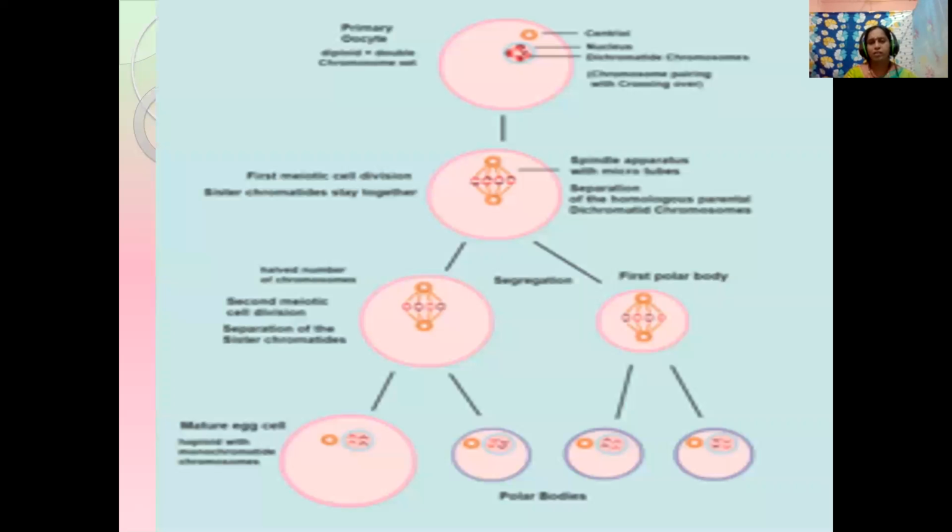Just see students over here. The primary oocyte converts to the secondary, and by meiosis 1 and 2 forms the first polar body, secondary oocyte, and secondary polar body. So it is more clear in this picture, students.